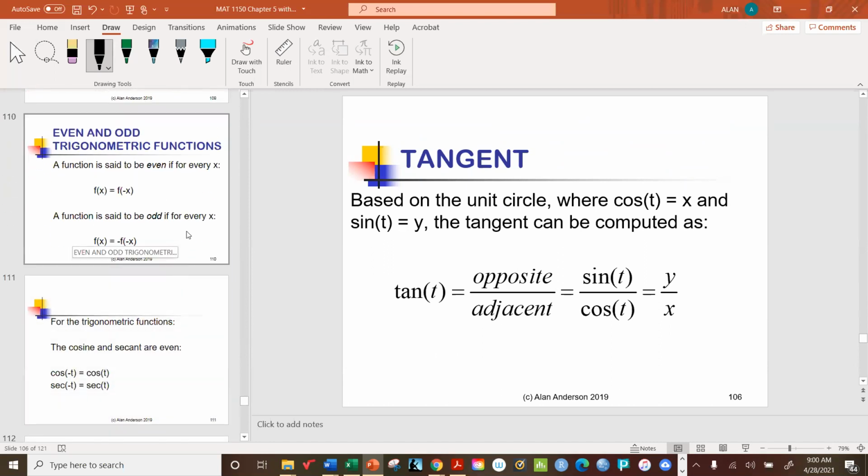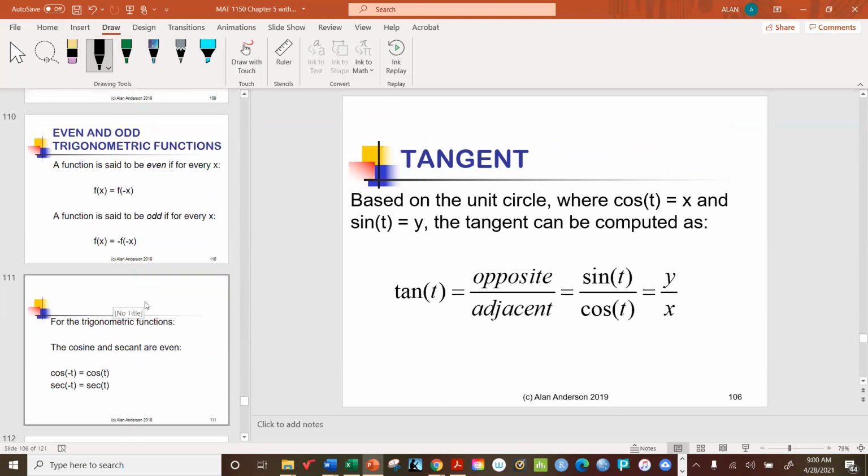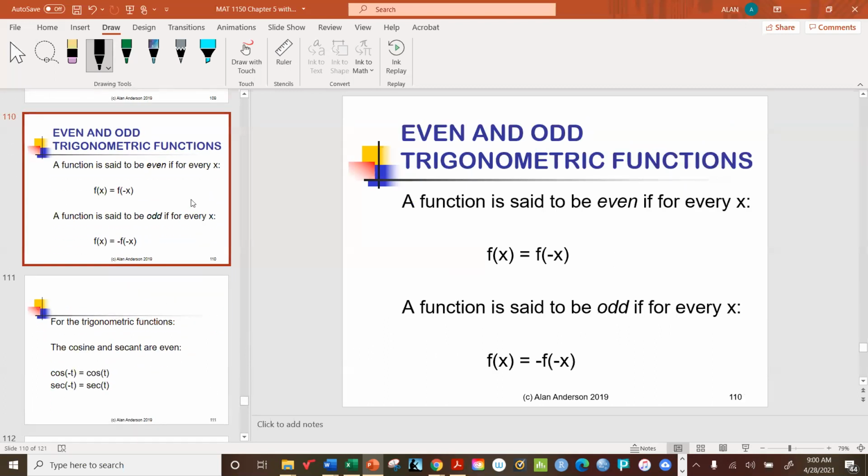Now, there are always some definitions we have to learn. We have to make a distinction here between even and odd functions. You might remember this from an earlier chapter. A function is said to be even if f of negative x equals f of positive x. In other words, whatever x is, if f of negative x equals f of positive x, that function is said to be even. And if we have this relationship down below, then the function is said to be odd.